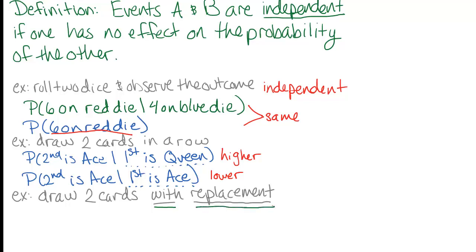With replacement just means that we draw one card, we look and see what it was, and then we put it back in the deck, right? We replace it, and then draw another card. Now in this case, if you're going to put the card back, then the probability of the next card doesn't matter what the first card was, so assuming we're shuffling all these cards. So drawing two cards with replacement would be an independent event. And drawing two cards in a row without replacement, this was dependent.